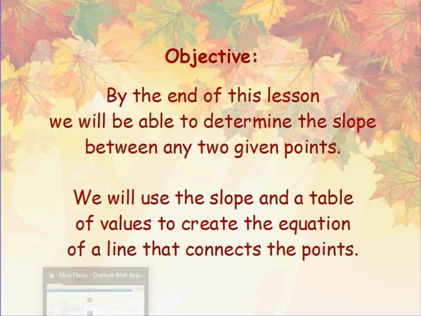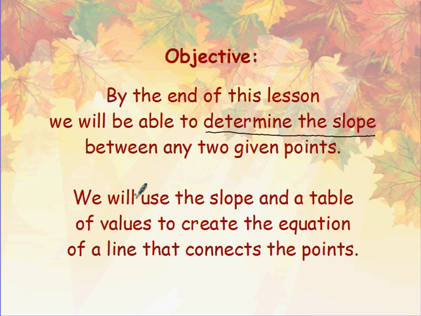We are now able to determine the slope if we're given any 2 points, whether they're in a table or just given to us in xy ordered pair form. And we can also use that slope or the table to create the equation of the line we are given.